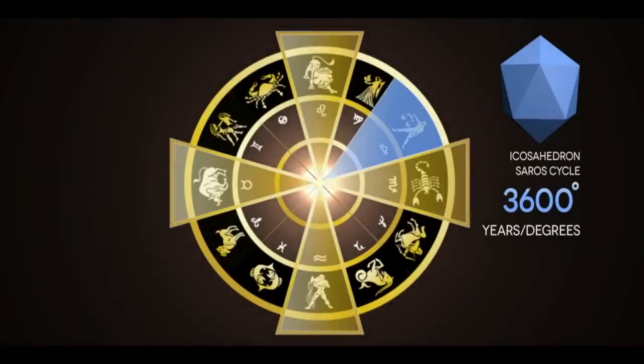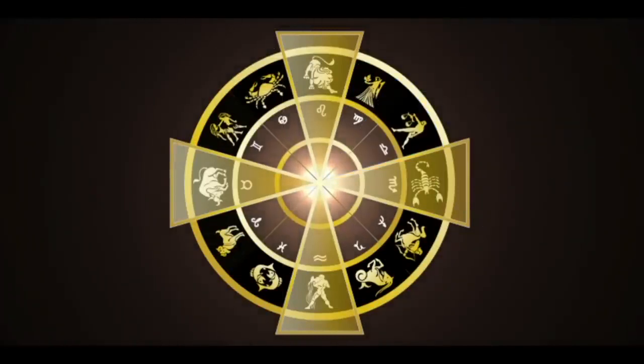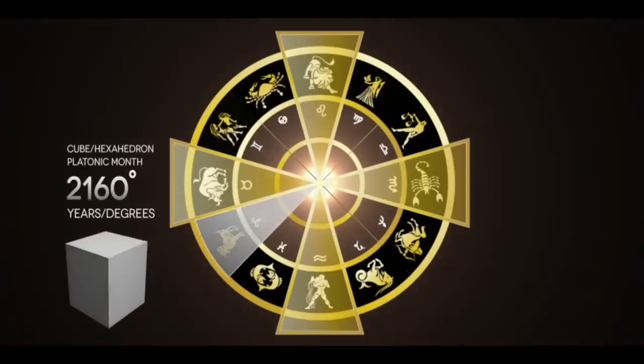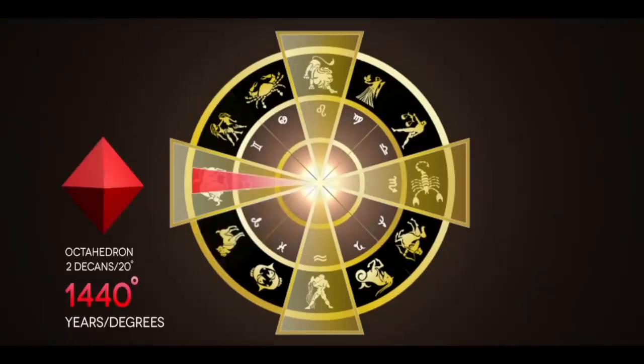Then we have the decans. You'll notice that a Platonic month, which is 1/12 of the great year, right there. You divide that number by 12, you get this number, 2,160. And that number, you may recall, depending on how good your memory is, is the number of degrees measuring the cube, 2,160. And then you'll notice the 2 decans of the ecliptic, or 20 degrees of the ecliptic, is 1,440, the number of degrees in the octahedron.